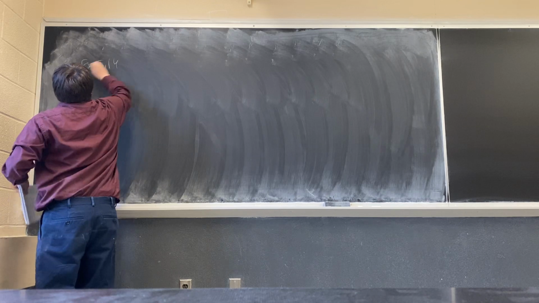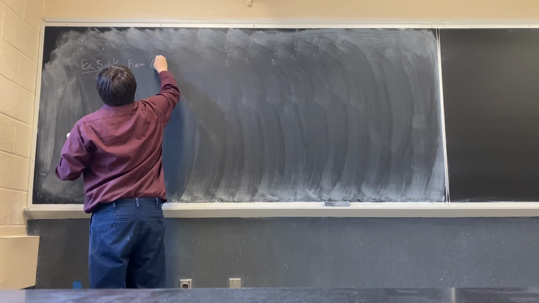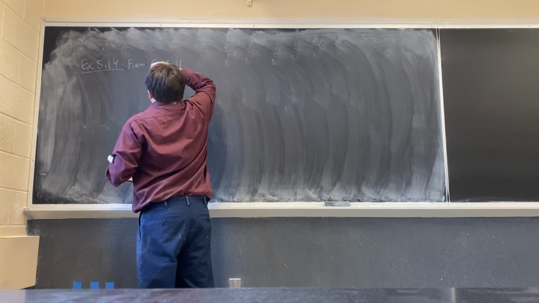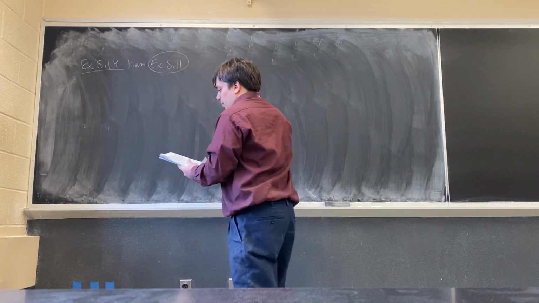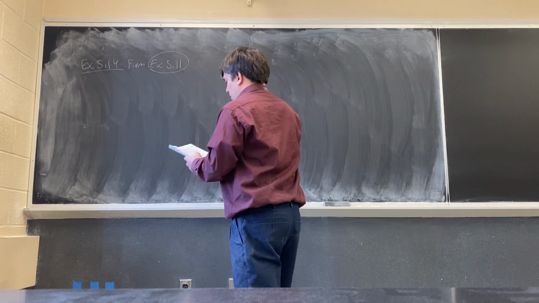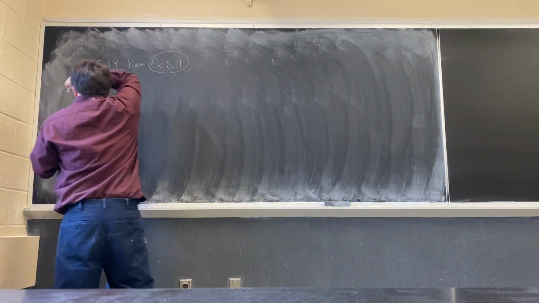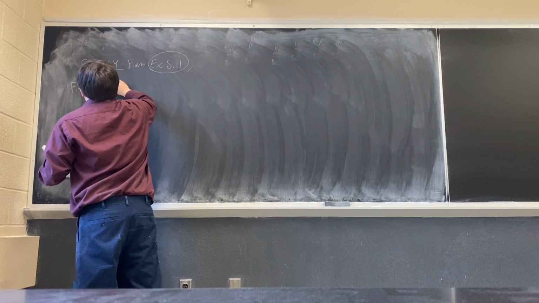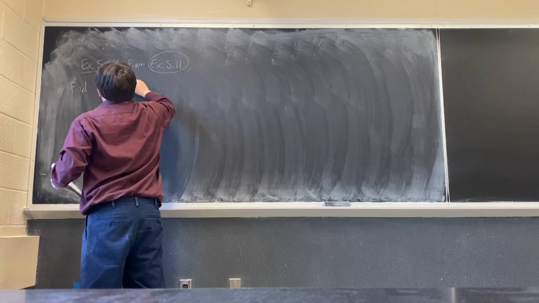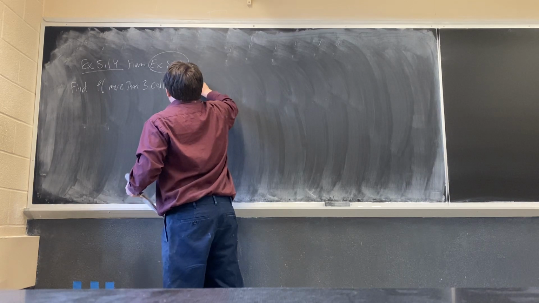Okay, example 5.14. From the previous example, example 5.11, the one with the time between calls: find the probability that more than 3 calls are in a 5-minute period.